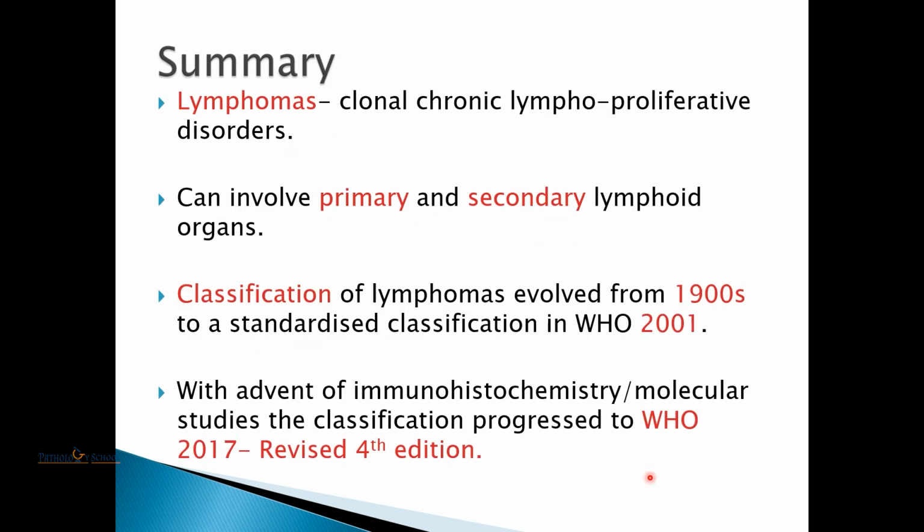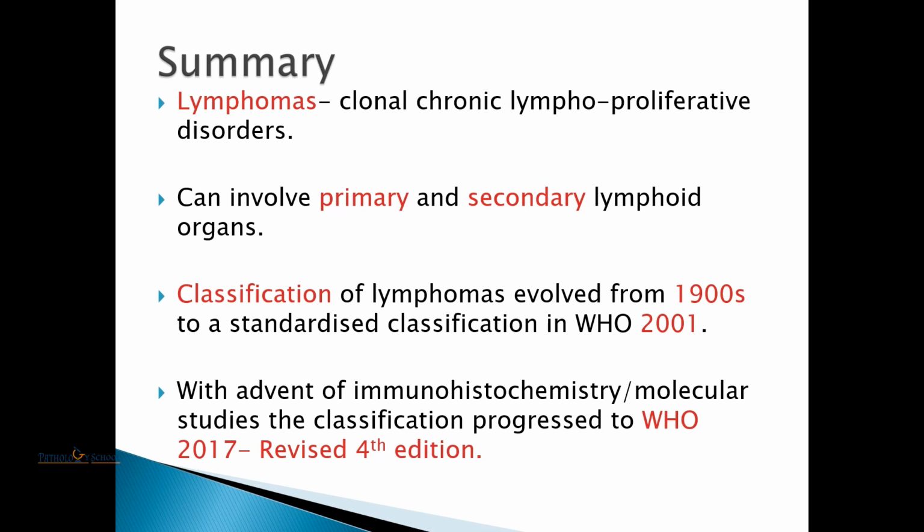Now summarizing today's presentation: what is lymphoma? Lymphoma is a clonal chronic lymphoproliferative disorder. It can involve primary or secondary lymphoid organs, and we saw the classification of lymphoma which evolved from 1900 to 2001, and with the advent of immunohistochemistry and molecular study, the classification progressed to WHO 2017 4th edition, which is the most recent one.